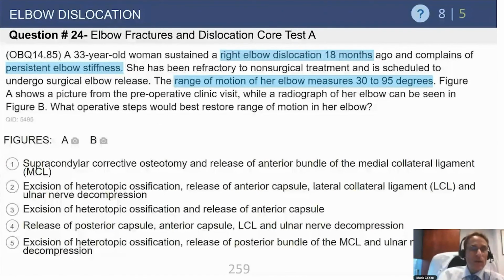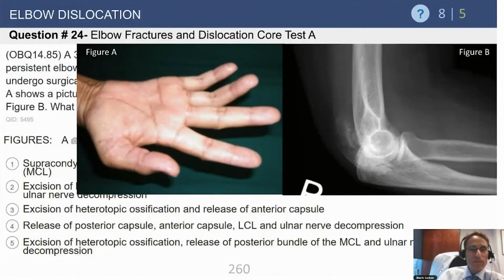So here's one of our Orthobullets questions. A 33-year-old has an elbow dislocation. We're now a year and a half out. We have very limited mobility, 30 to 95 degrees. This is the X-ray, and what they're trying to show you here is that the ring and the small finger have a little bit of a claw deformity, which suggests an ulnar nerve problem.